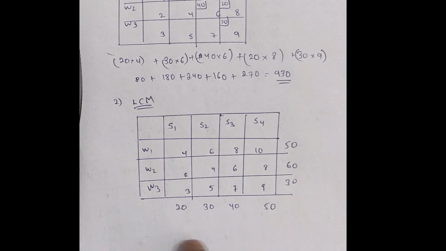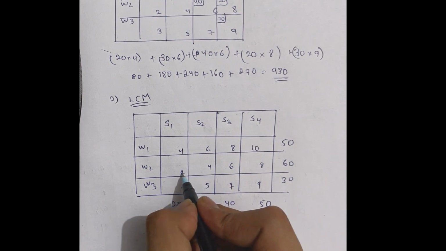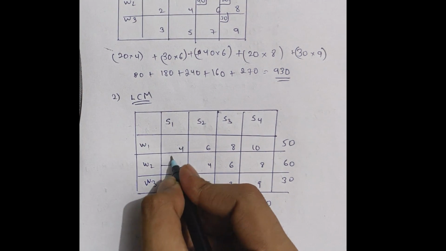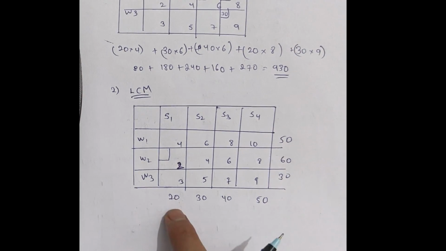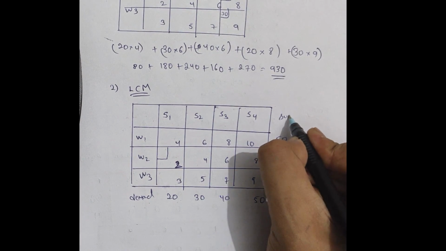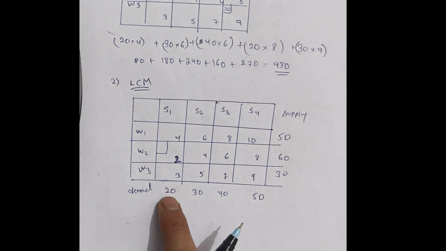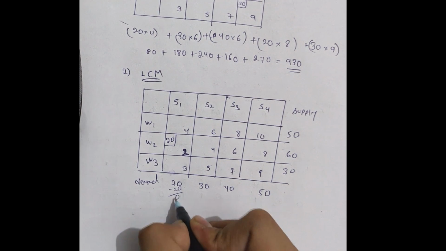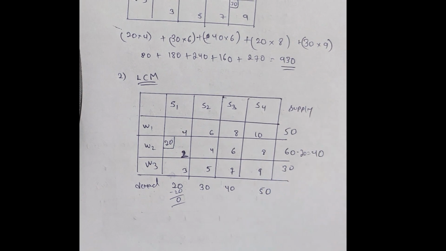First we have to check what is the minimum value here. What is the minimum value in all? 2, right? Yeah, 2 is the minimum one. Now let us take the supply and demand. Here 60 is the supply and 20 is the demand. So the least one is 20, right? So I am writing 20. 20 minus 20 is 0. And here 60 minus 20 is 40.